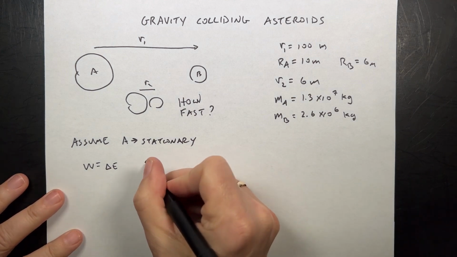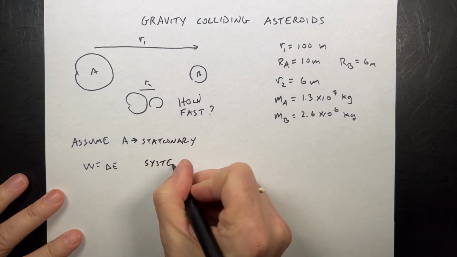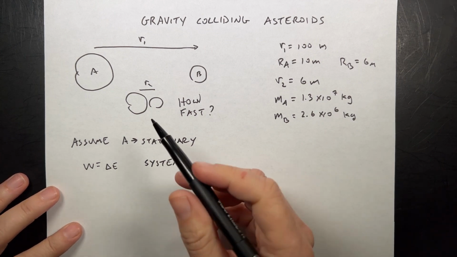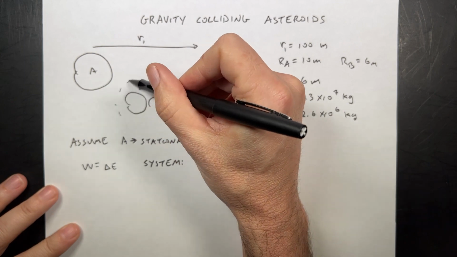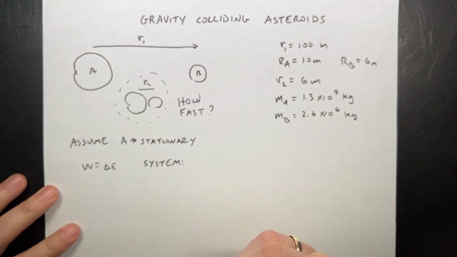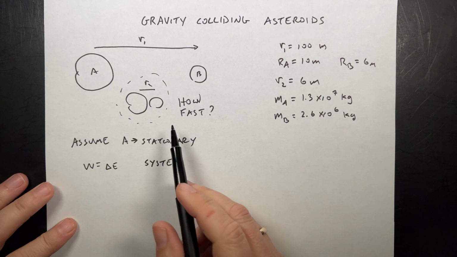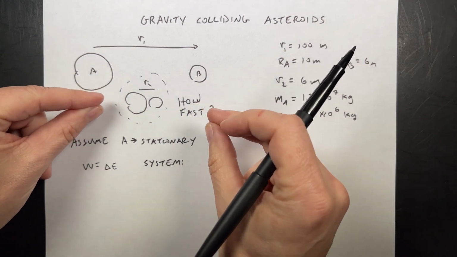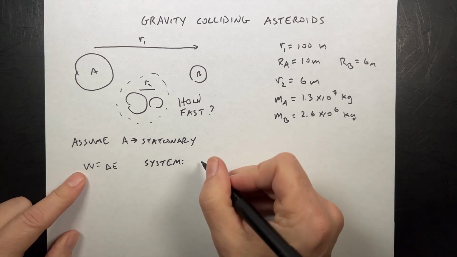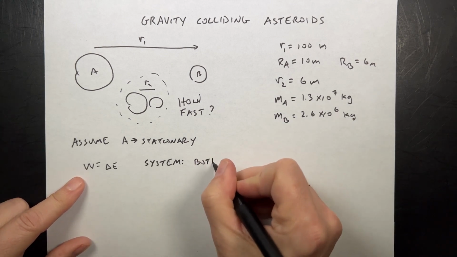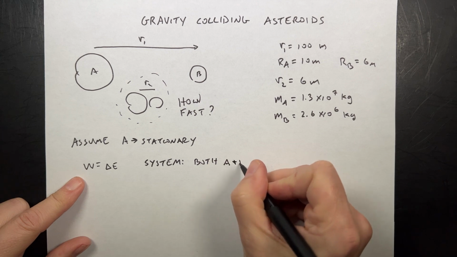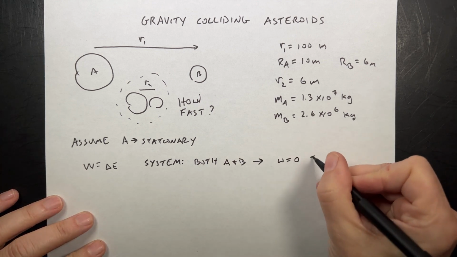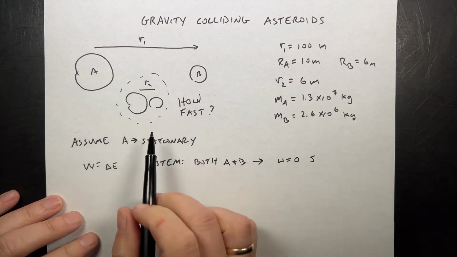And with that, the first thing we need to do is declare our system. So what is the system that we're going to look at the change in energy for? And it's going to be the system consisting of both asteroids. Because if I do that, then there's some really nice things that happen. Number one, there's no external forces on the system, so the work is zero. So the system is both, let's just call it A and B. So in that case, the work is 0 joules. There's no interactions with the outside.